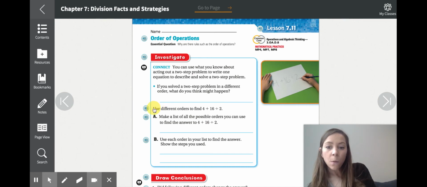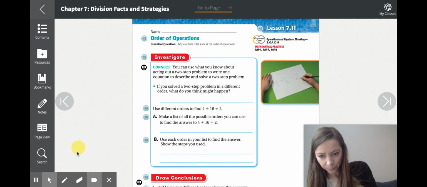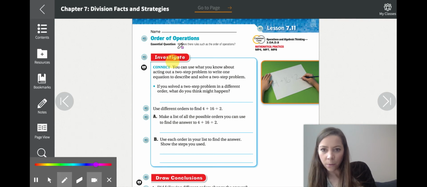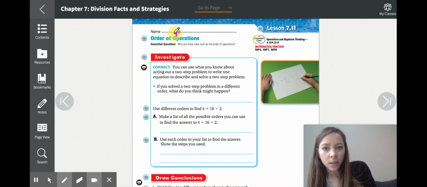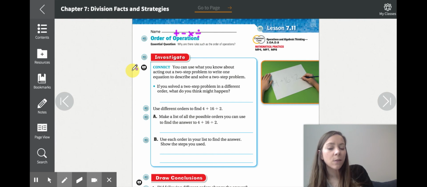So what we're going to do is use different orders to find 4 plus 16 divided by 2. Notice that's what they wrote over here. You can tell that's 2 steps because there's 2 operations. Remember that when they say operation, they mean type of math problem. So addition is an operation. Subtraction is an operation. Multiplication is an operation. And division is an operation. These are operations, which means types of math problems.